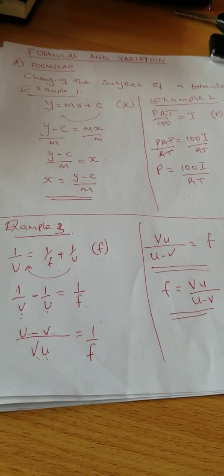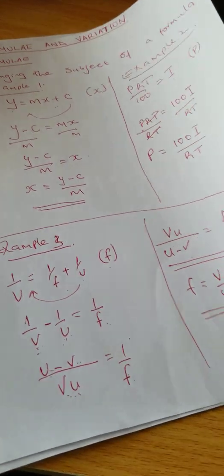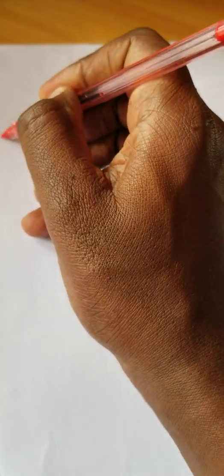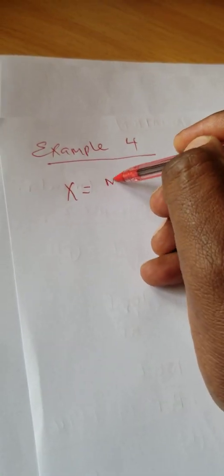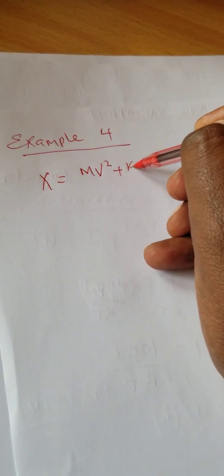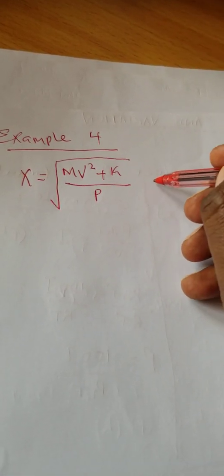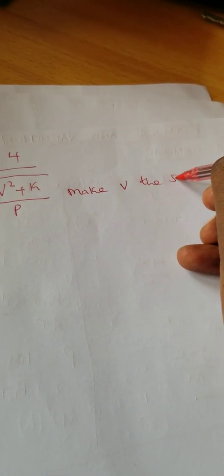So each formula is done on its own merit. I would like you to do another one here. We have example 4. This is our last example. x is equal to the square root of mv squared plus k all over p, and everything here is under the square root. The question requires that we make v the subject.